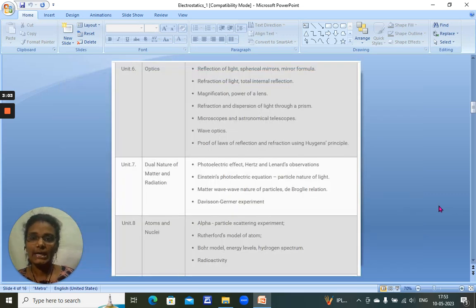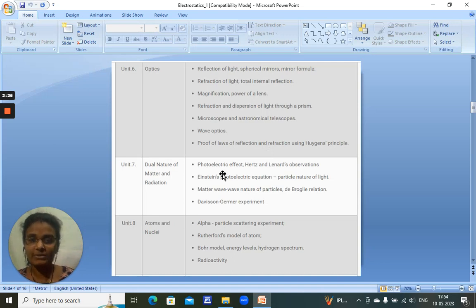Next, unit 6th, of course, as the name is optics, we will learn about light. So what is light, what are its properties regarding reflection, refraction, total internal reflection, that is one of the most important topics of optics, and magnification, power of lens, microscope, how we are able to view different objects bigger through a microscope, astronomical telescopes, Huygens principle, and all these things under it.